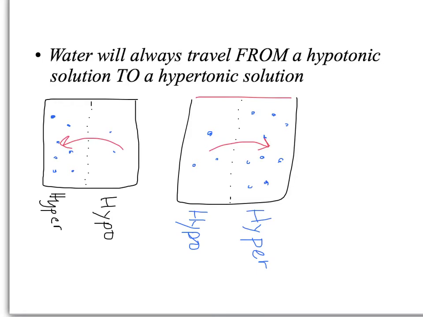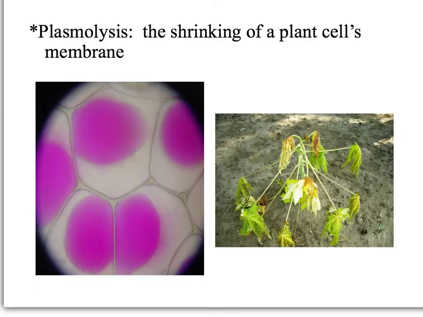Well, when water moves in or out of cells, in plant cells, if they lose water, their membrane can actually shrink. So plasmolysis is the shrinking of a plant cell's membrane because they lose water. Now let's think about why that might happen.